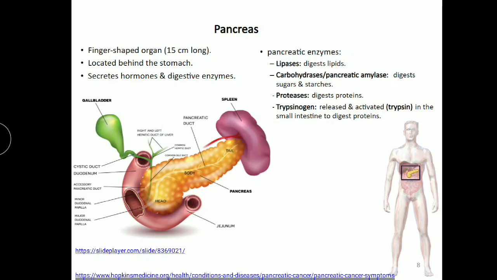These are secreted in an inactive form to prevent the digestion of the pancreas itself. So, these enzymes become active once they reach the duodenum. For example, trypsin is synthesized as trypsinogen and it gets converted into trypsin in the duodenum.